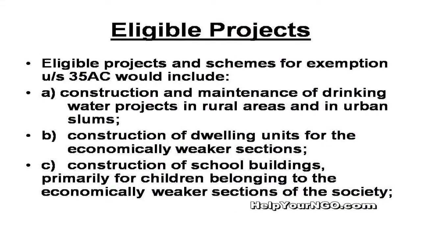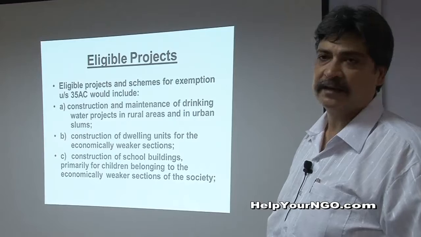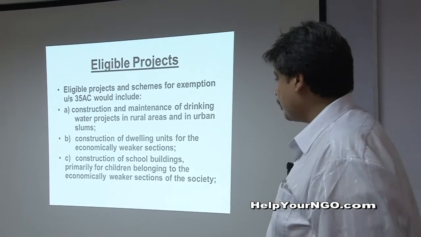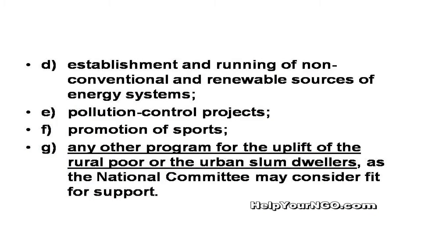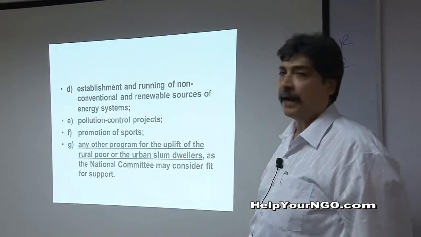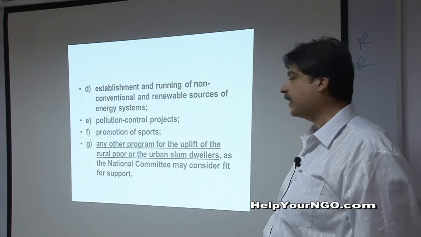The Income Tax Department has given us some insights. Construction and maintenance of drinking water projects in rural areas or in urban slums. See the references all the time, urban slums and rural areas. Construction of dwelling units for the economically weaker sections of society. Construction of school buildings primarily for children belonging to economically weaker sections of society. Establishment and running of non-conventional renewable sources of energy systems, pollution control projects, promotion of sports, and any other program for the uplift of the rural poor or urban slum dwellers as the National Committee may consider fit for support.